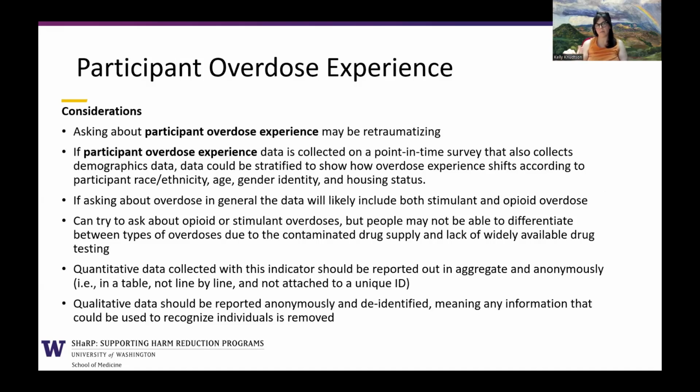And then our last 2 points: for any quantitative data, you really want to be reporting it out in aggregate, like in a table, not line by line, and not attached to a unique ID, in order for it to be anonymous. If you're collecting any qualitative data on this, that should also be reported anonymously and de-identified so that it can't be recognized.